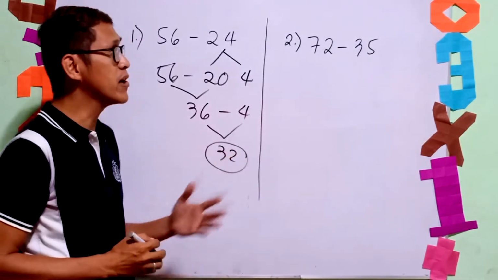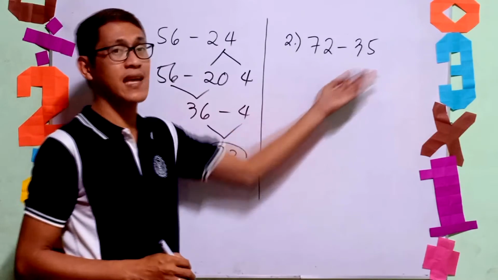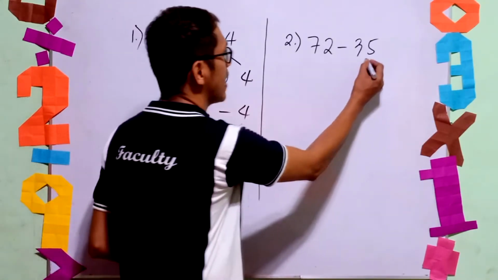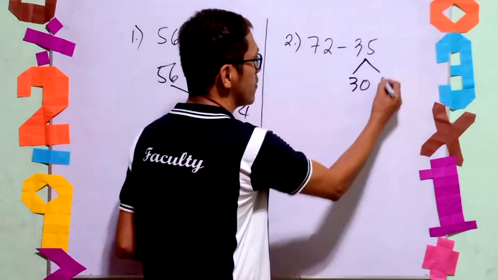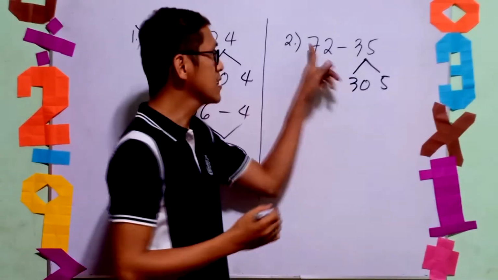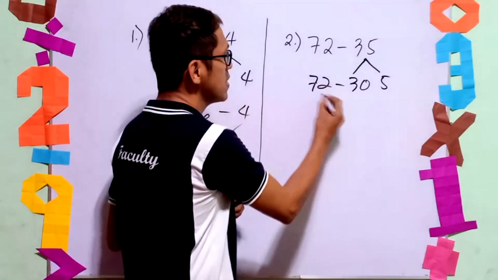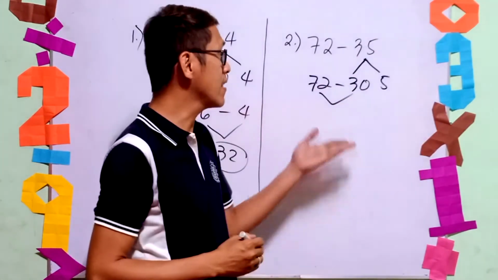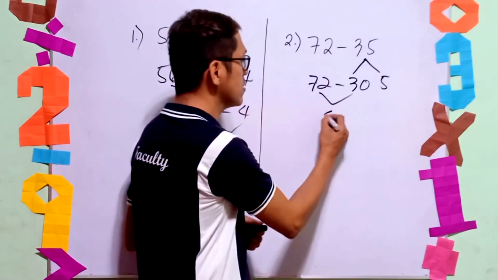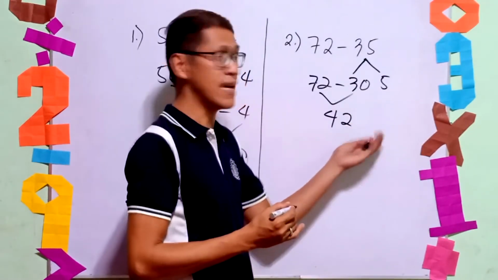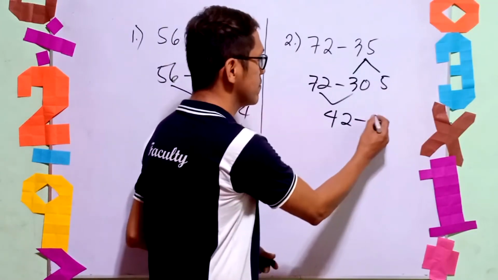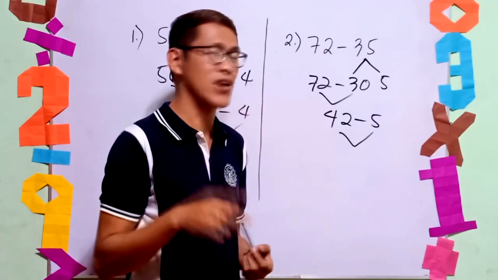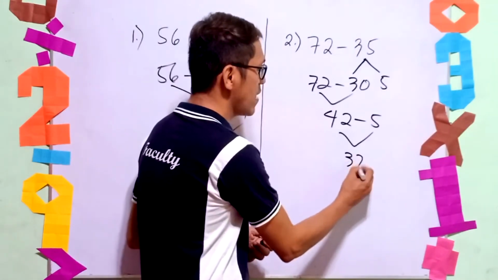What about for number 2? Again, split the second number into 30 and 5. Okay, so here you have a multiple of 10, which is 30. So let's bring down 72. So it's easy for you to subtract first 72 minus 30. And that will give you 42. Correct. Then the last is minus 5. So what's 42 minus 5? Yes, you're correct. That's 37.